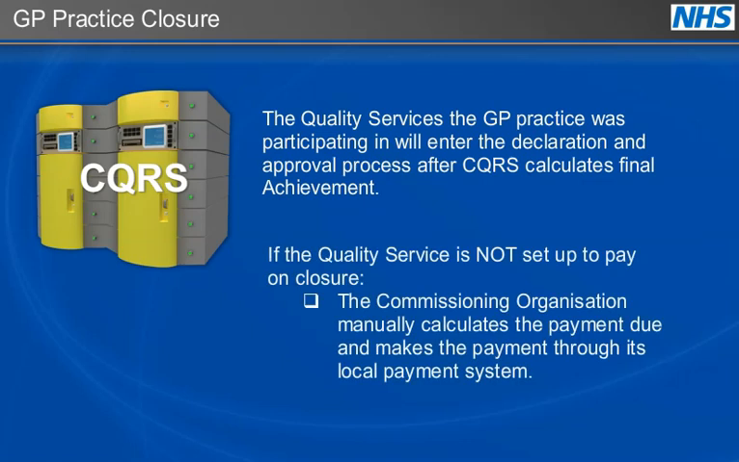There may be some quality services that, due to the complexity of the rules, CQRS cannot make a payment for. In these circumstances, it will produce a final achievement report based on the latest data sent from GPES. The commissioning organization will then need to manually calculate any payment due and make the payment through the local payment system.